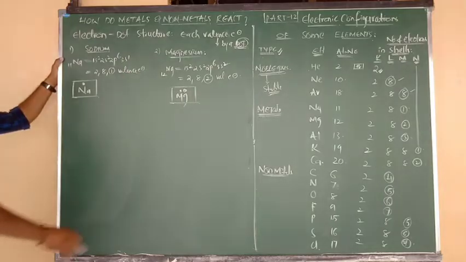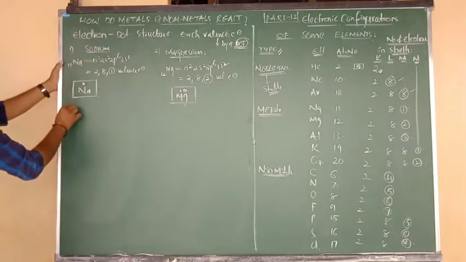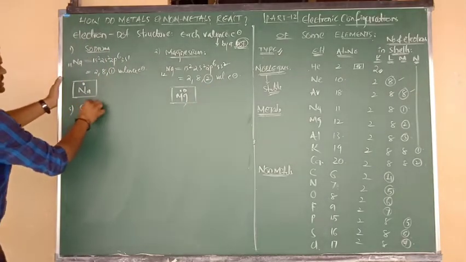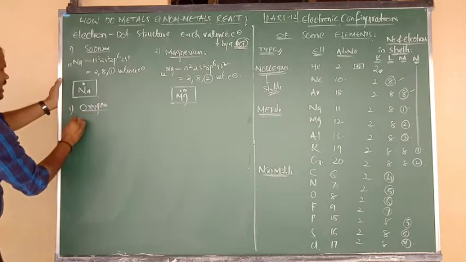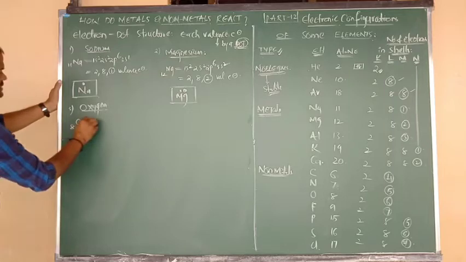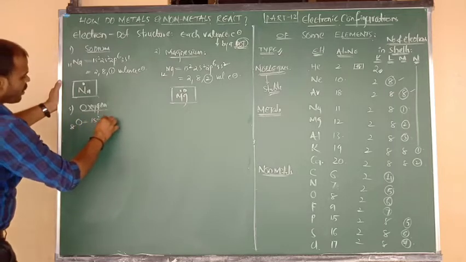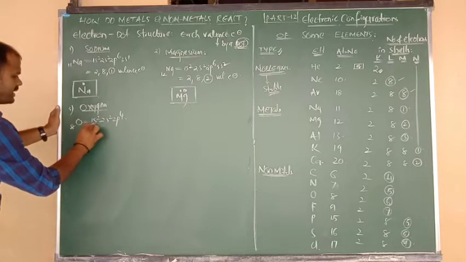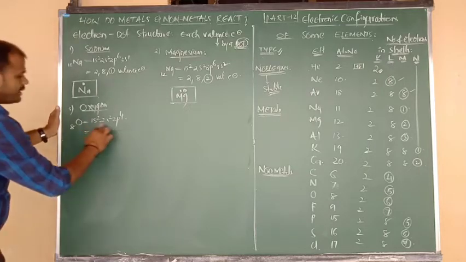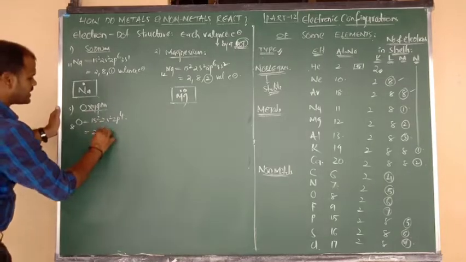Next, go to the third one. First, suppose I want to write about oxygen. What is the symbol of oxygen, beta? O. Atomic number is 8. So the electronic configuration is 1s2, 2s2, 2p4. Yes, the first orbit 1s contains 2 electrons and the L shell contains 4 plus 2, 6 electrons.